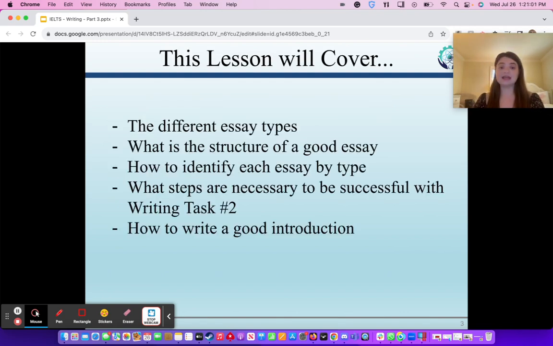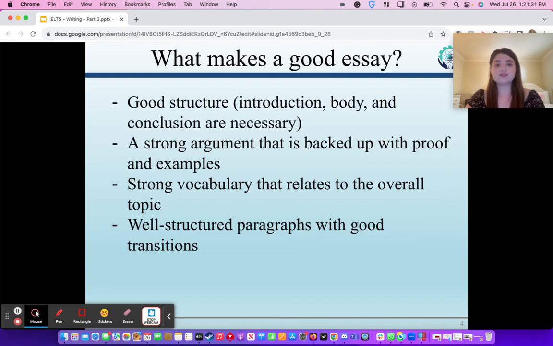This lesson today is going to cover the different types of essays and what the structure of a good essay looks like. Also, how to identify each essay by type. We're also going to talk about what steps are necessary to be successful with the writing task in general, and also how to write a good introduction. Next day's lesson, we're going to focus on how to write good body paragraphs and a good conclusion. Today, we're just going to do a good introduction and also talk about some background that's going to be useful.